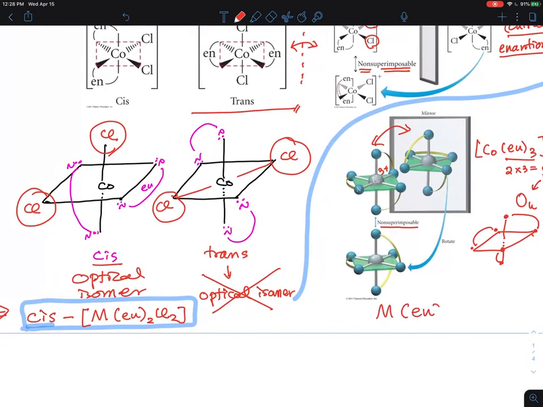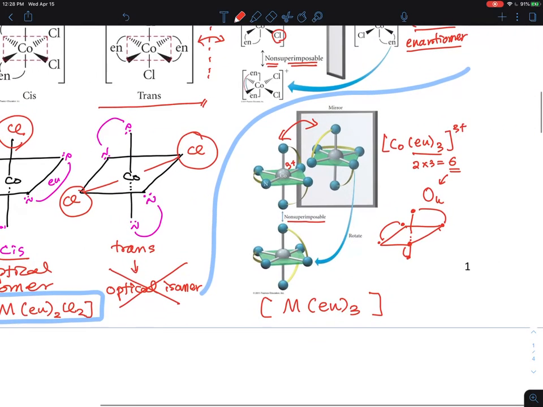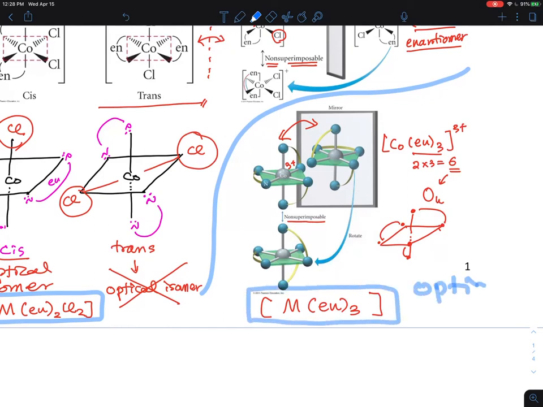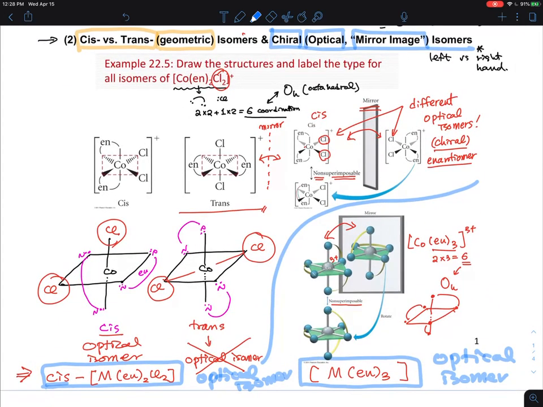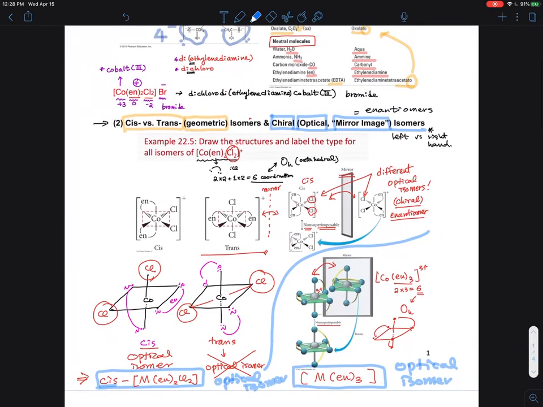a metal with 3 ethylene diamine can have optical isomers. Isomer, possible. This is an optical isomer. Okay, so here I give you an example where the ethylene diamine is involved, and I use a class slide for the case.